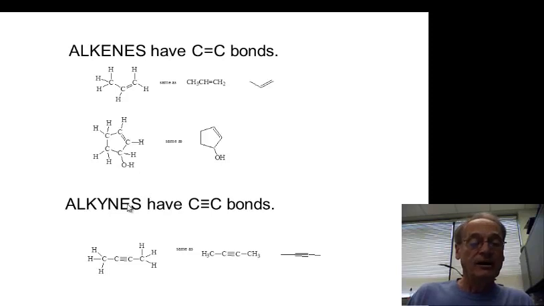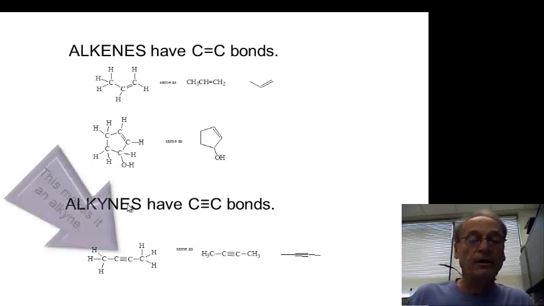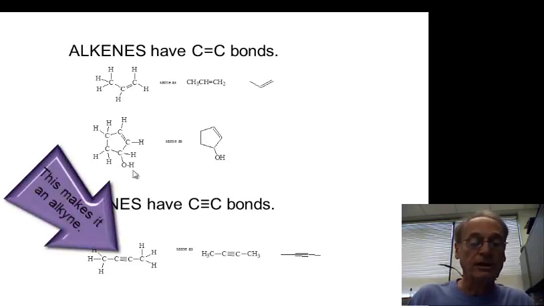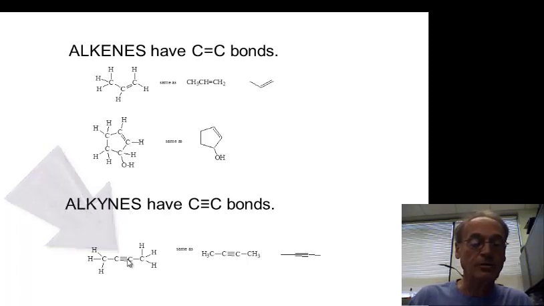Now let's consider alkynes. Alkynes is a different category of compounds than alkenes, although similar in that alkynes have carbon-carbon triple bonds. So notice that this has a carbon-carbon triple bond. This particular compound is an alkyne. This is the condensed structure for it, CH3, C triple bond C, CH3.